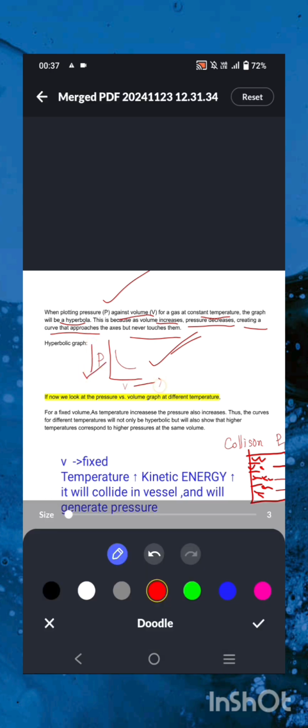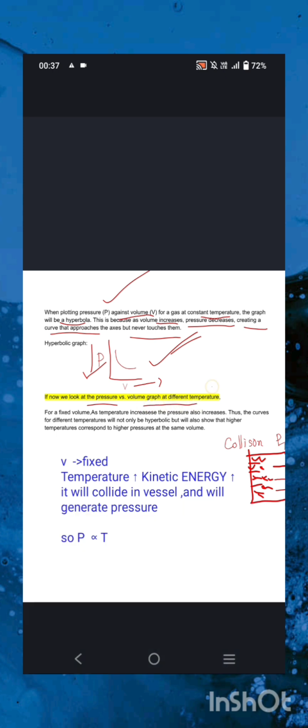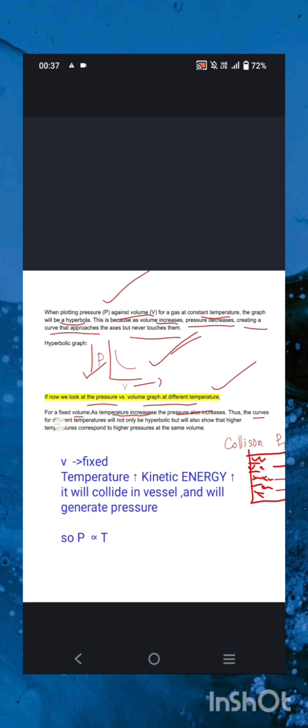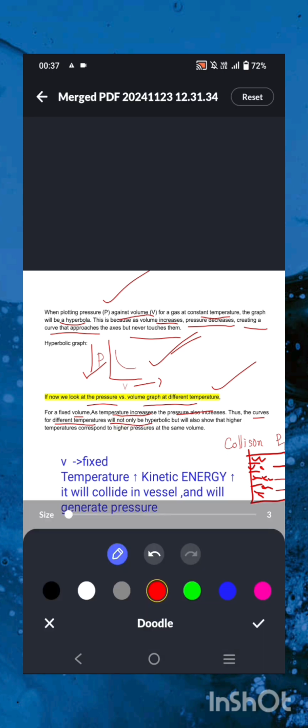If we now look at the pressure versus volume graph at different temperatures, for a fixed volume, as temperature increases, the pressure also increases. Thus, the curves for different temperatures will not only be hyperbolic but will also show that higher temperature corresponds to higher pressure at the same volume.